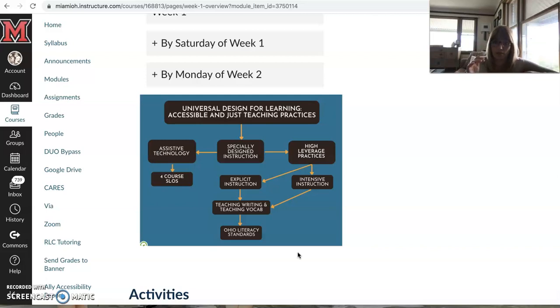The second is through specially designed instruction. And then we're also going to explore high leverage practices. We have 2 different types of high leverage practices that we're going to dive into more deeply in this class, and that is explicit instruction and intensive instruction. We're going to learn about teaching writing and teaching vocab through explicit instruction and intensive instruction, and that will help us meet the Ohio literacy standards, and then looking at assistive technology will help us meet our general course learning objectives. So I hope that gives you a visual, contextual framework for how we're going to approach this class this term.